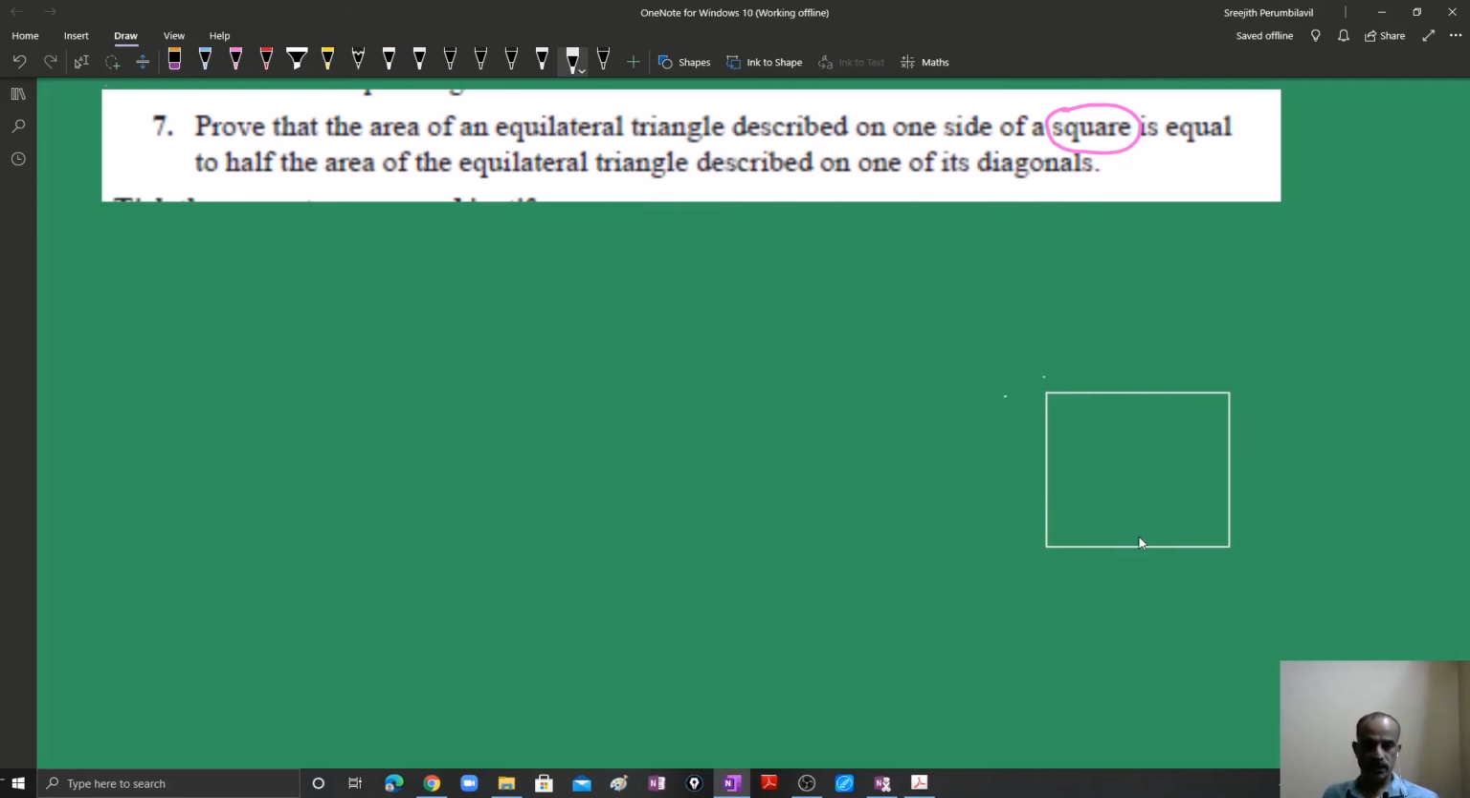Let ABCD be a square of side, maybe we will take it as A units. This is A, this is also A. Equilateral triangle. So the given part is: ABCD is a square of side A units. So I am describing an equilateral triangle on that, ABE.